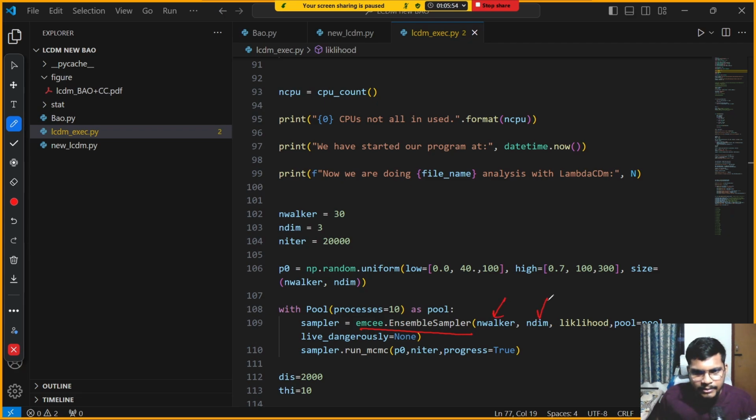So for Emcee there is n workers, n dimension, and there is a likelihood, and the pool is equal to pool, and there is live dangerously. Then do not care, just do everything. Whatever walls you encounter, completely forget about those things, and then simply run. There is an initial state, there is an iteration, and whatever progress there is, I want to see it. I want to see the progression.